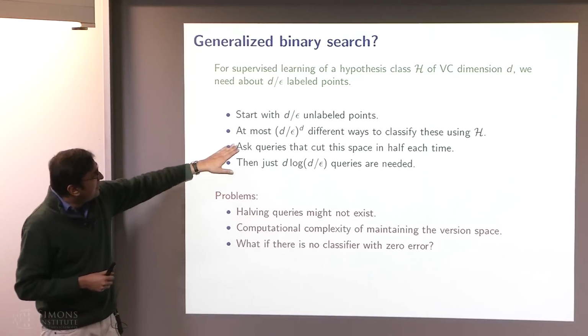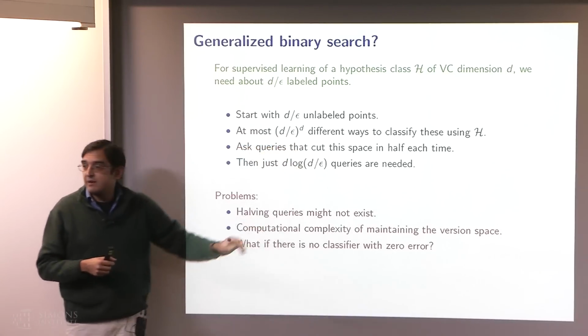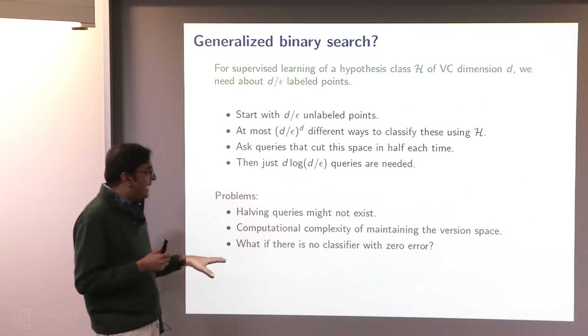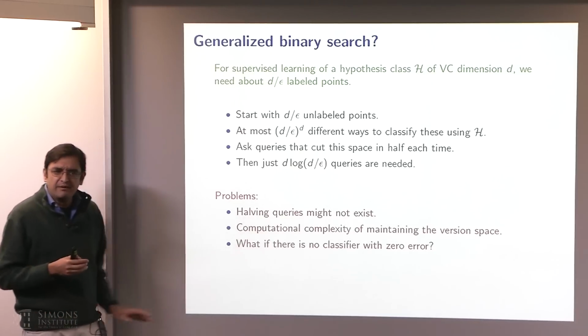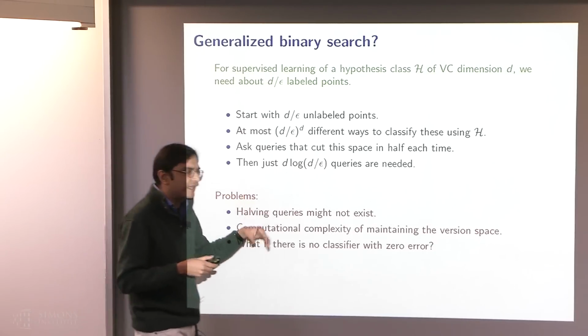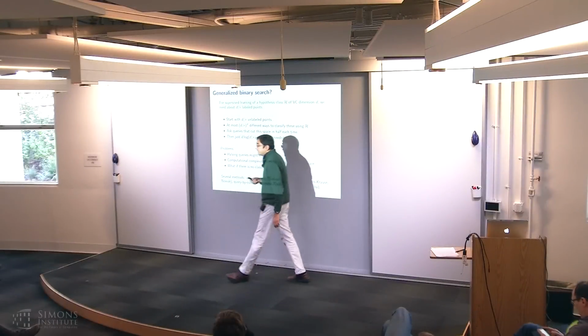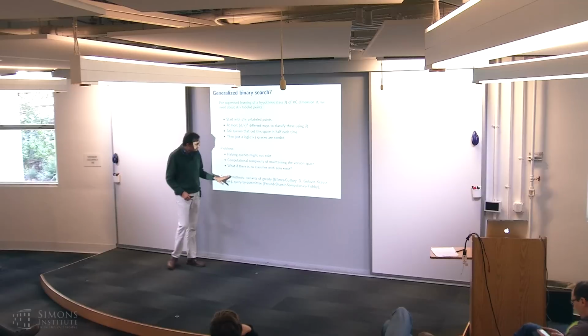The other thing is that, in many cases, this D is a large number, and actually juggling a version space of this size is a nightmare. Okay, so that's intractable. And then also, what do you do when there's 0 error? This has all been assuming that there's some perfect classifier. Anyway, there's been a lot of work along this line.